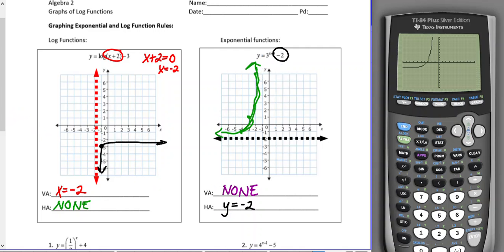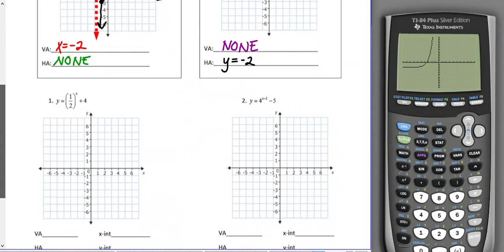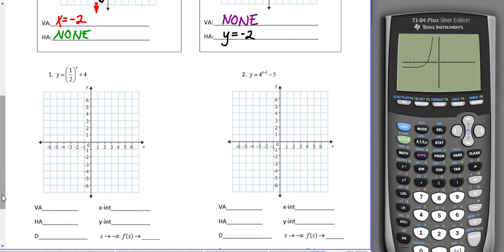So that's a big overview of the log and exponent graphs. I'm going to do 2 examples of each. There are plenty more examples on this note packet, but I'm just going to do the first 2.